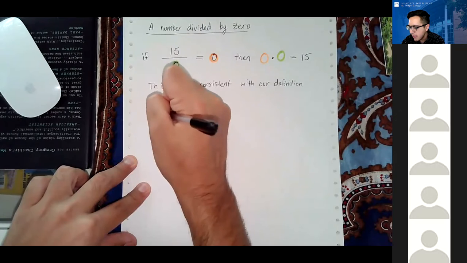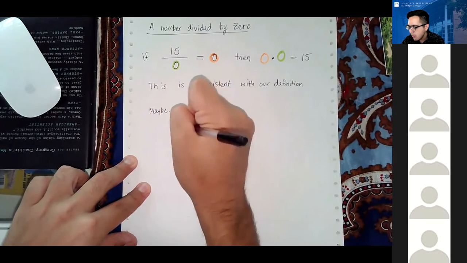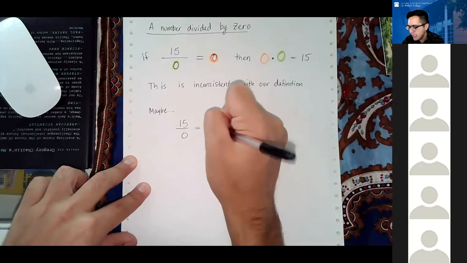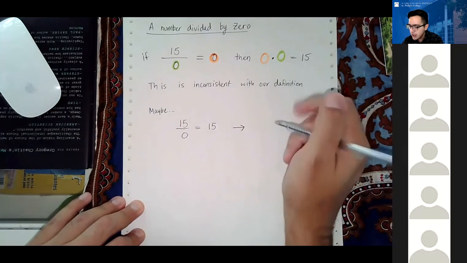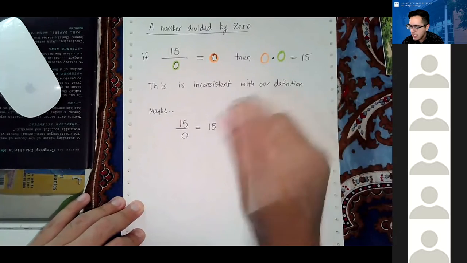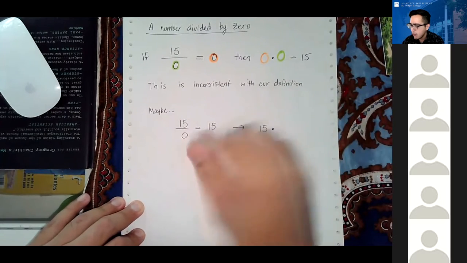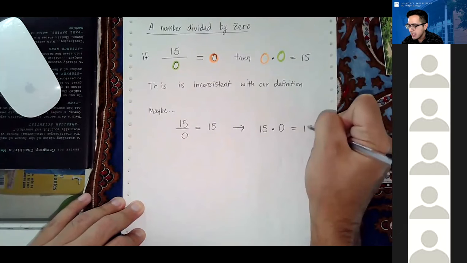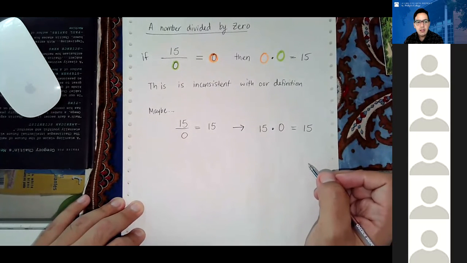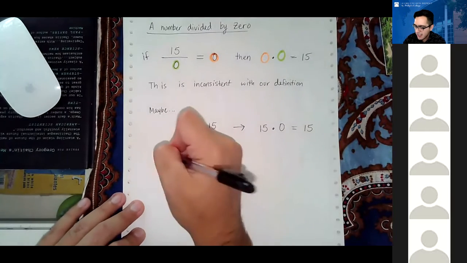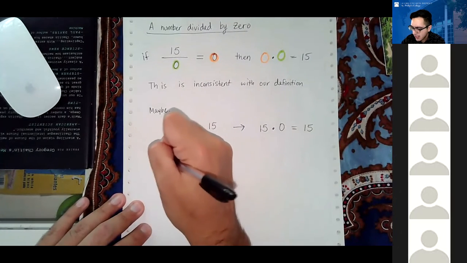So we could say maybe 15 divided by 0 is equal to 15, right? If we think of our physical interpretation and we have 15 pizzas and we want to divide that among 0 people, then based on our definition, this implies that our 15 from right here times our 0 from right there should give us 15. But is that consistent either? That's not consistent either with our definition. So that's not right.